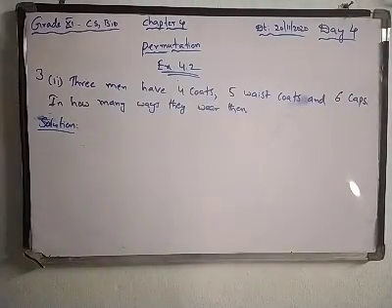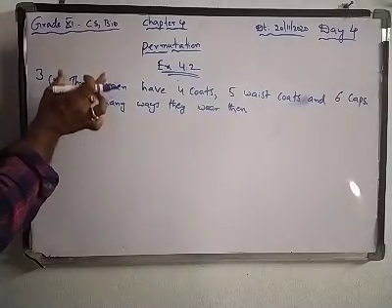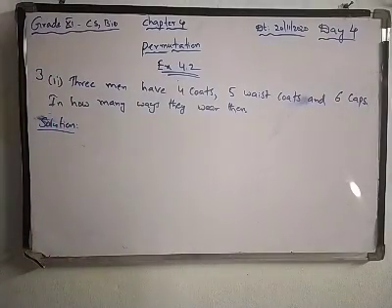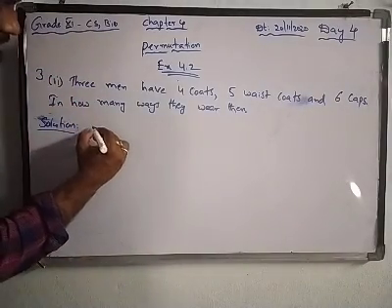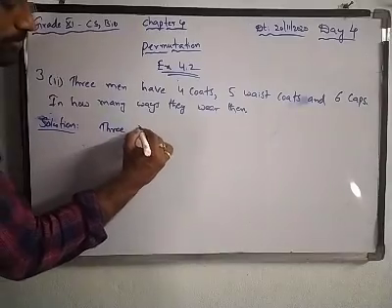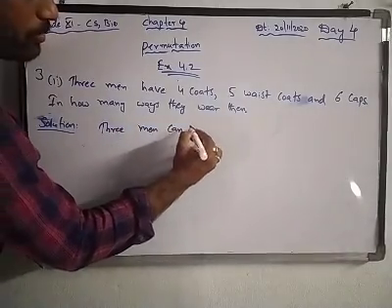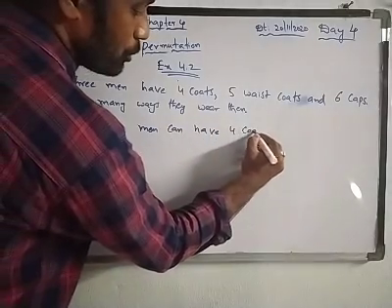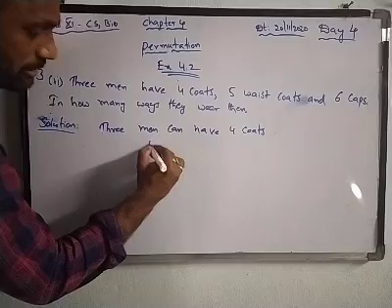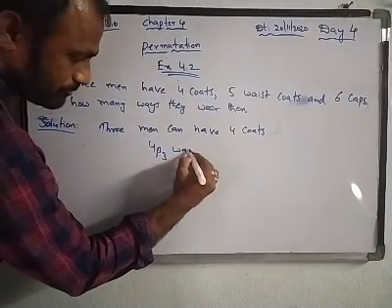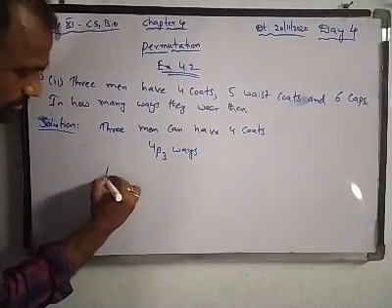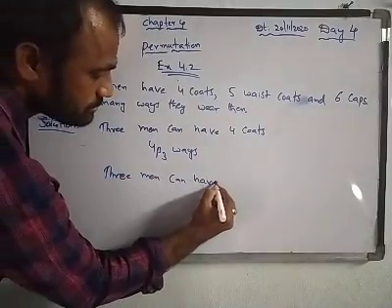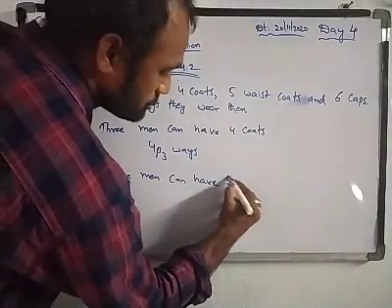Okay. So let us discuss third bit, second question, second subdivision. There are totally 3 men who have 4 coats, 5 waistcoats and 6 caps. In how many ways can they wear them? The first scenario is that 3 men can have 4 coats, so it will be in the form of 4P3 ways. Next, 3 men can have 5 waistcoats.